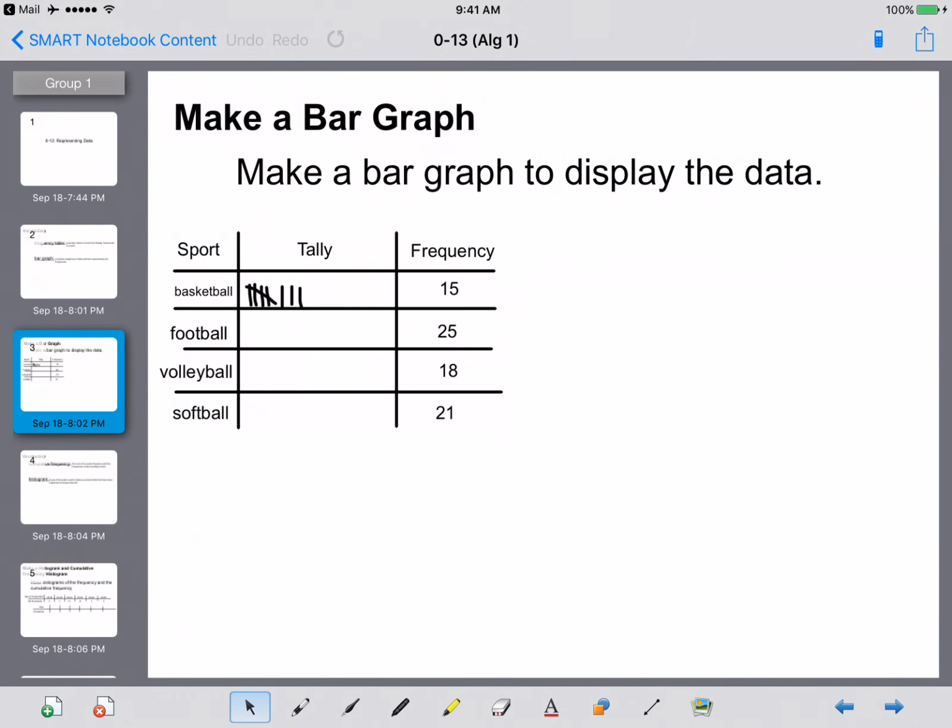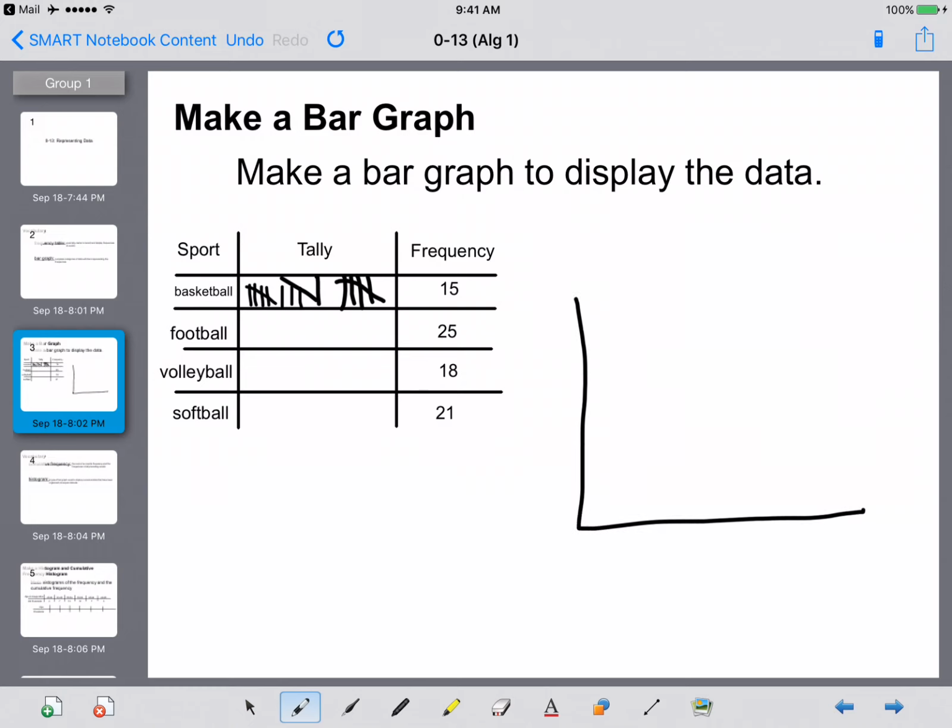So here I got lazy and quit marking my tallies, but you get the gist of what that should be. So there should be 15 tallies here, and so forth. But we want to make a bar graph to display the data. So here's b-ball, football, volleyball, and softball. Okay, our basketball, we're going to go up by 5. So 5, 10, 15, 20, 25.